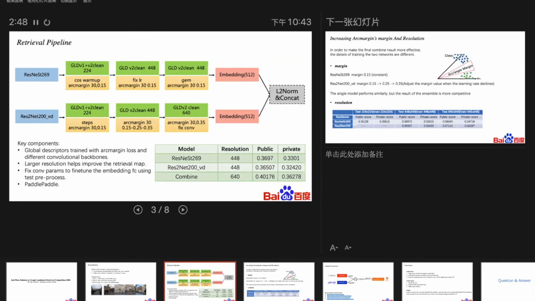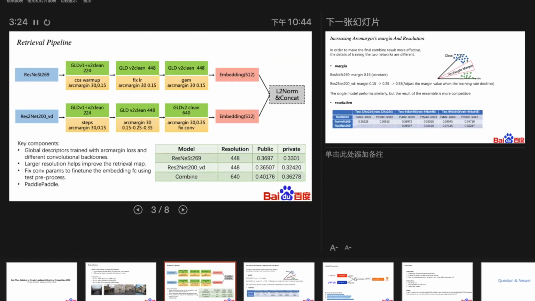ResNet 200D models were trained with increasing margin, 0.15, 0.25, 0.35, and increasing resolution, 224, 448, 640. This is mainly used to reduce the amount of calculation and accelerate model convergence. The single model performance is similar, but the result of the ensemble is more competitive.